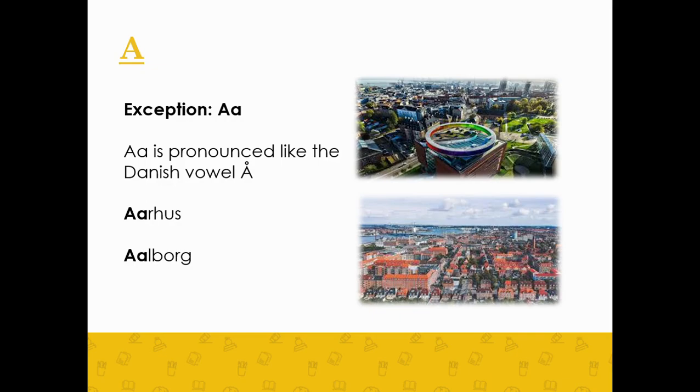So, for example, the lovely city you're in is not called Aarhus, it's Aarhus. And another Danish city with a double A is Aalborg. These are old names for cities, and this is why we write them with a double A. You won't find this in any other contemporary Danish words.